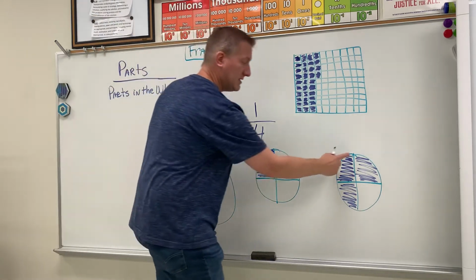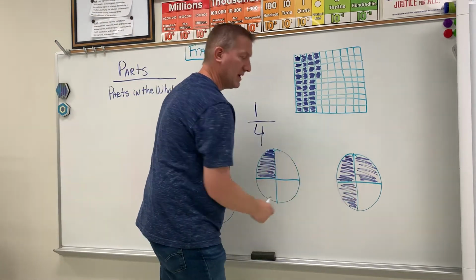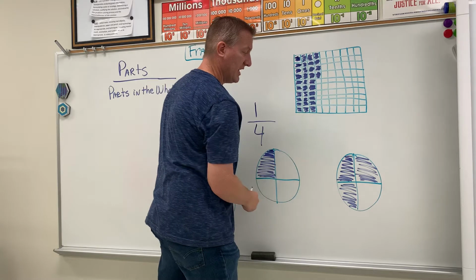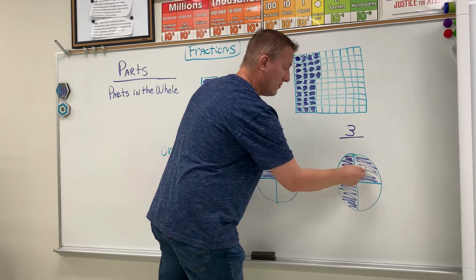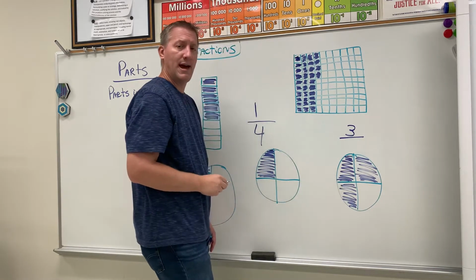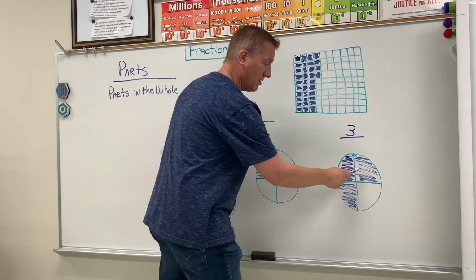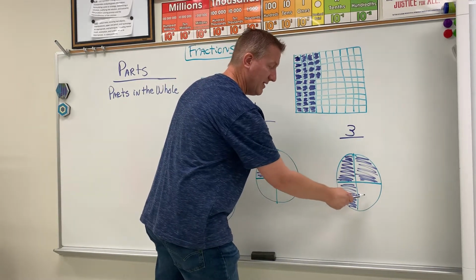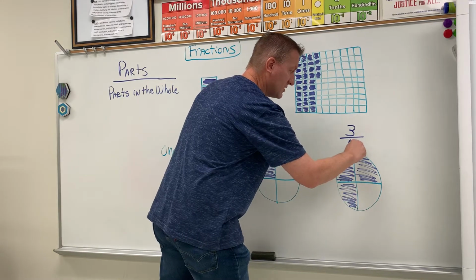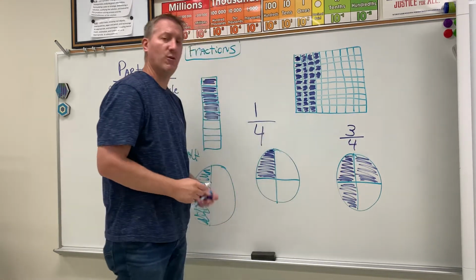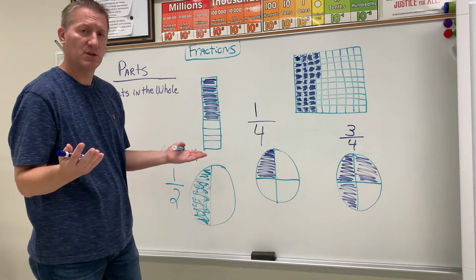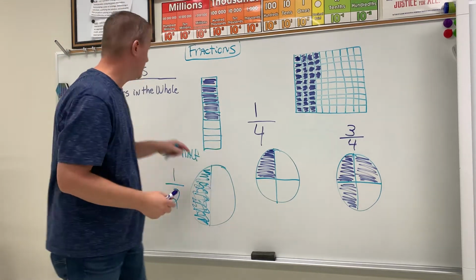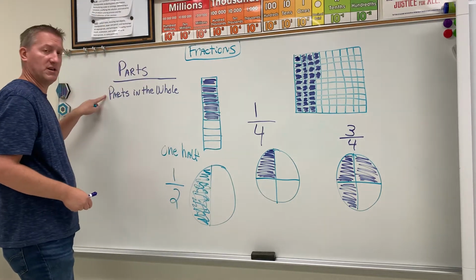Okay, let's look at this picture over here. How many parts are shaded? 3, right? 1, 2, 3. And how many parts in the whole? 1, 2, 3, 4. So this fraction would be 3/4. All right. So far, pretty easy, right? It's just parts over parts in the whole.